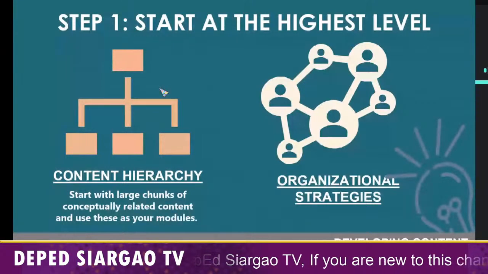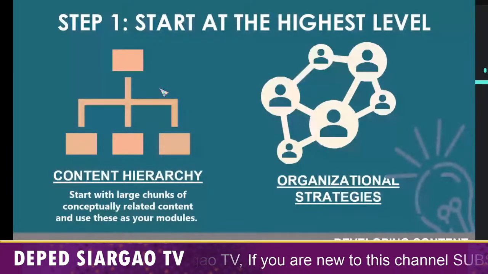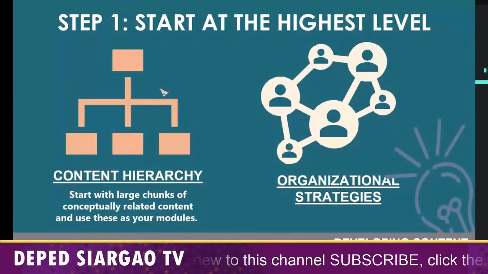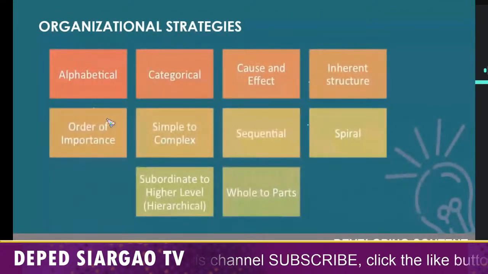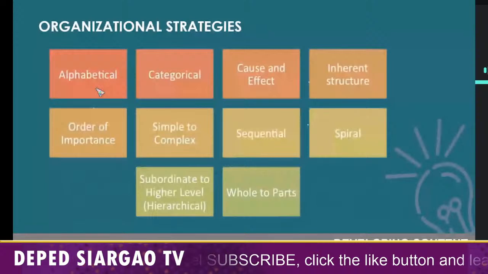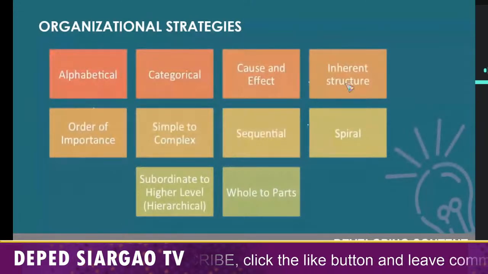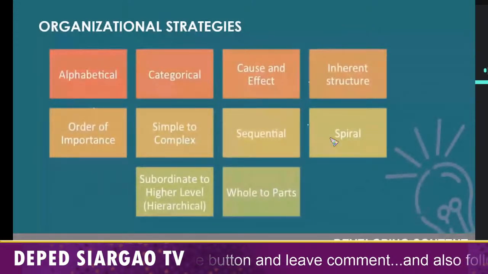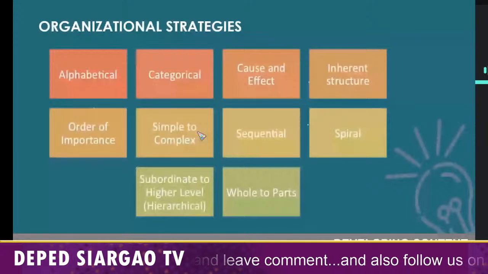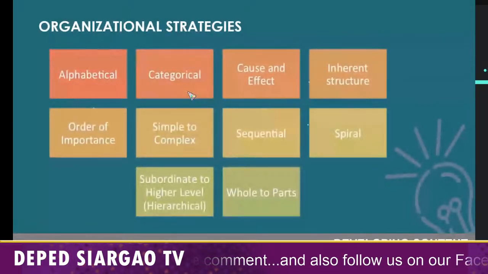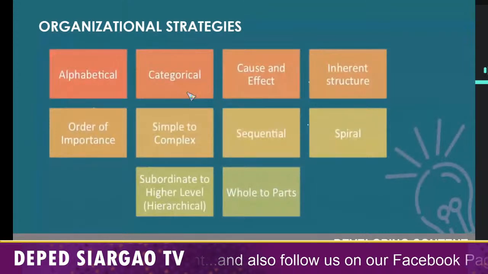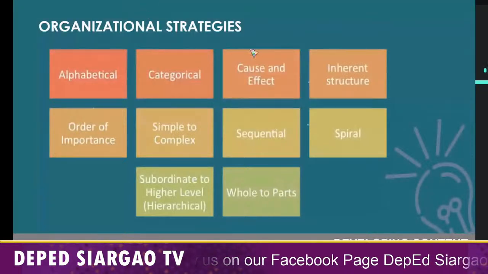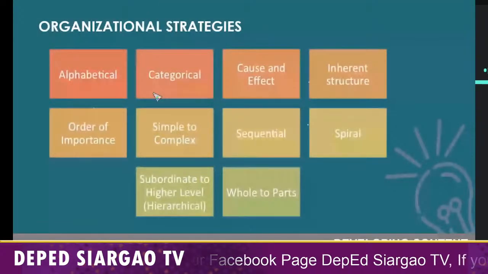And there are several organizational strategies that will help you chunk broad subjects into smaller bite-sized information. Now, here are the different types of organizational strategies. First, we have the alphabetical, the categorical, cause and effect, inherent structure, order of importance, simple to complex, sequential, spiral, subordinate to higher level, and whole to parts. So, pwede nitong gamitin para mag-chunk ng content nyo. So, from yung example natin kanina, English 8, you will chunk the English 8 subjects into modules using these organizational strategies. So, let us discuss these strategies.